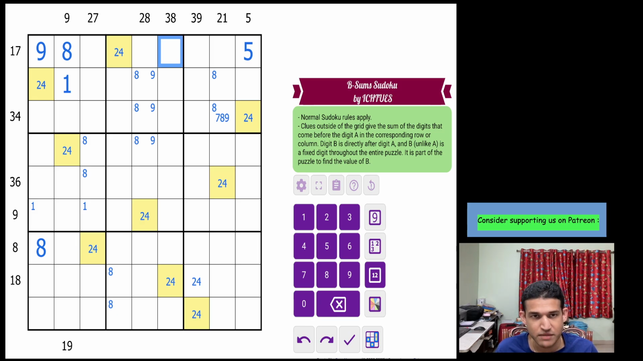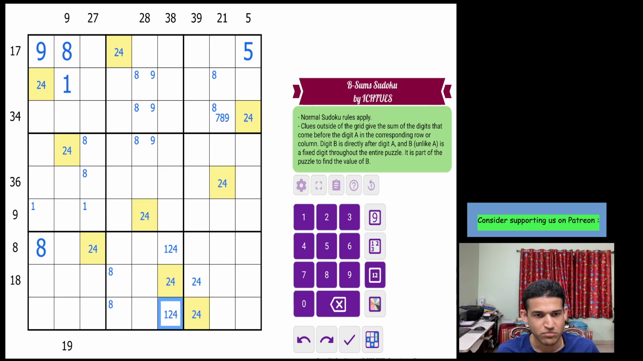Okay, these cells sum up to 38 for the column because A goes here. Which means these 3 cells will sum up to 1, 2, 4. Excellent. This is 1, 2, 4. This will be 1, 2, and 4. Okay. I think I'm getting somewhere here.